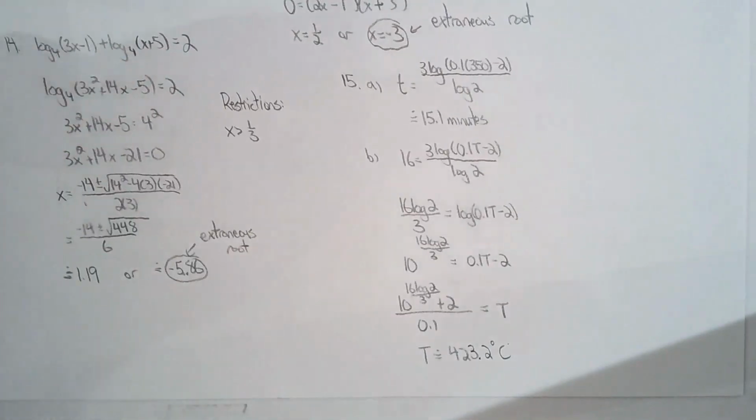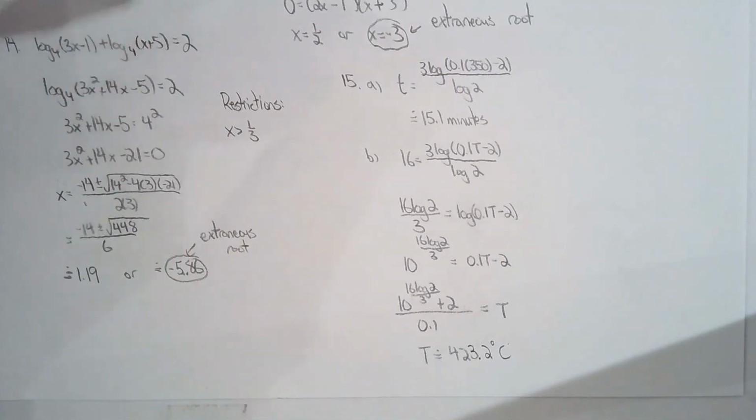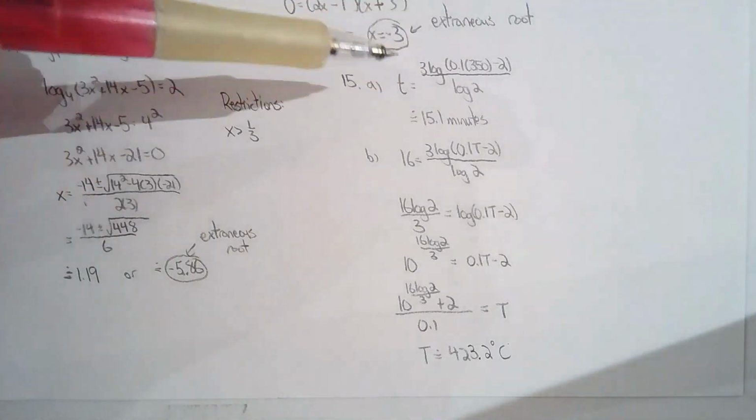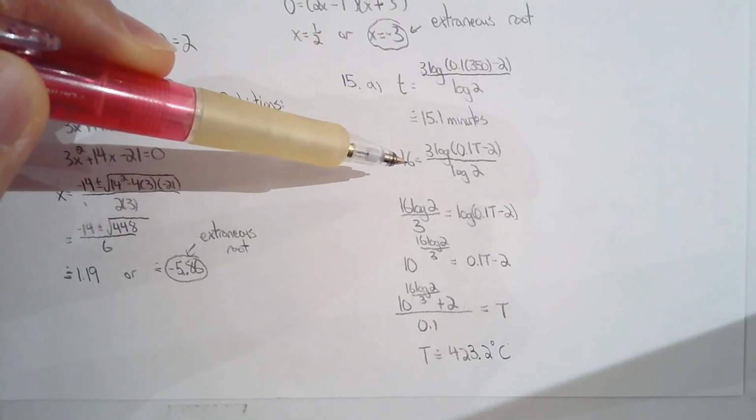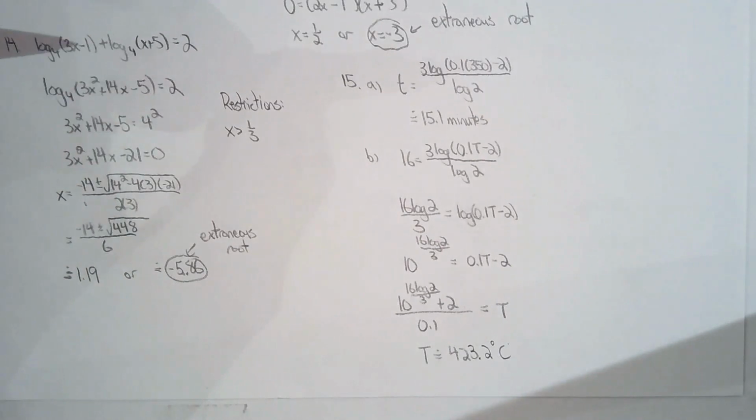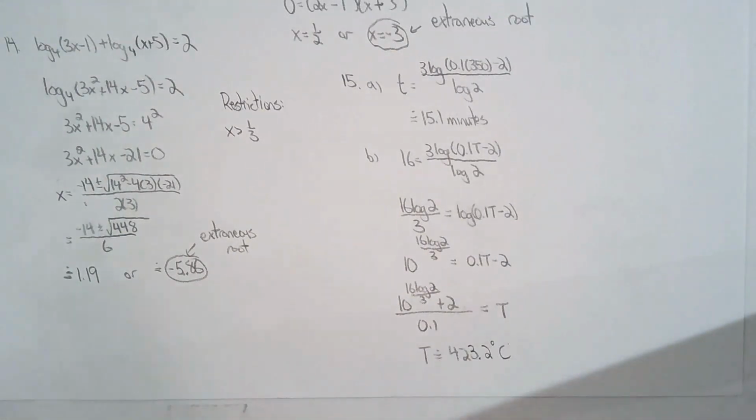For question 15, they basically give you a formula, and you just have to use the formula and solve for a variable. So if they give me the temperature, I can solve for the time, and if I am given the time, then I can solve for the temperature. You just have to play with your logarithms. Once you rearrange to exponential form, you can easily solve for t. Okay, so that's it for the chapter 7 review.